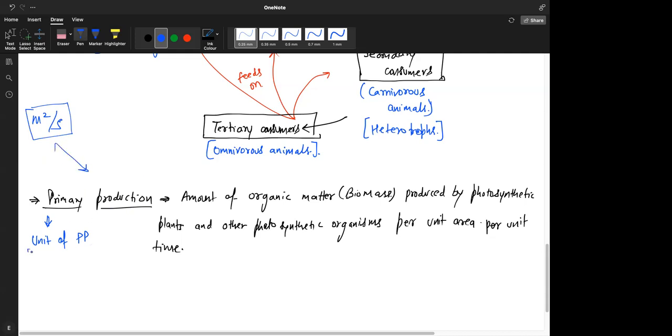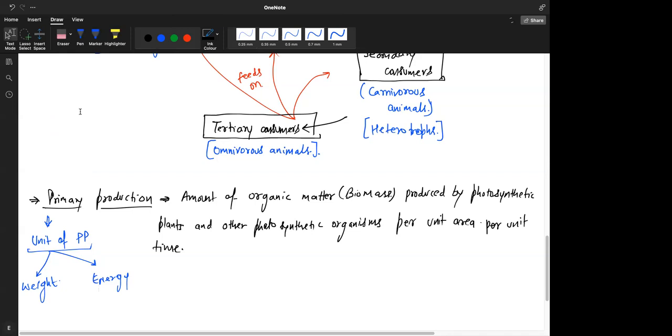Production can happen in two forms. Either what is being produced is the weight, right? Biomass, or the energy, correct? Think in this term. Meter square per second is area per time. Area per time is not what is being produced. Weight per area per time is what is being produced. Do you understand?